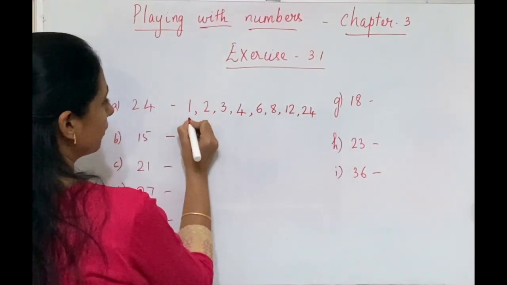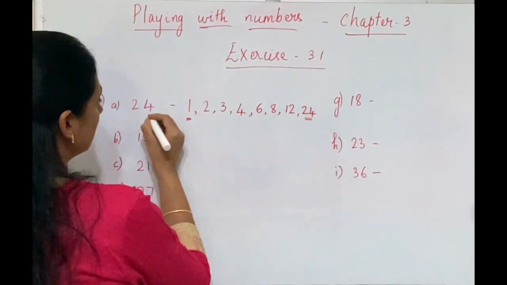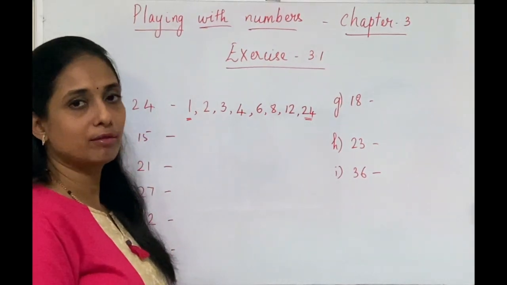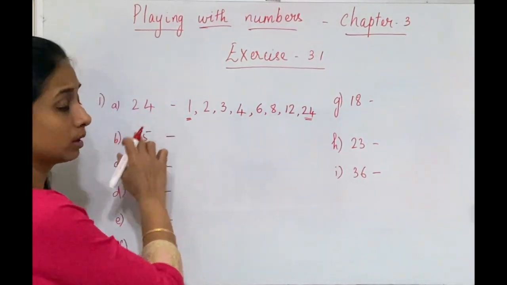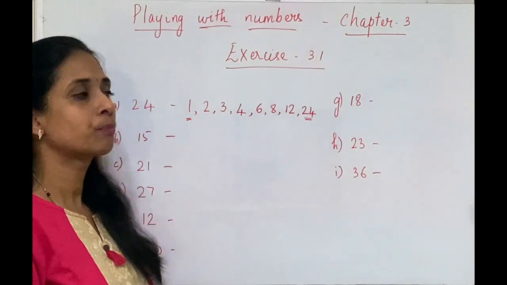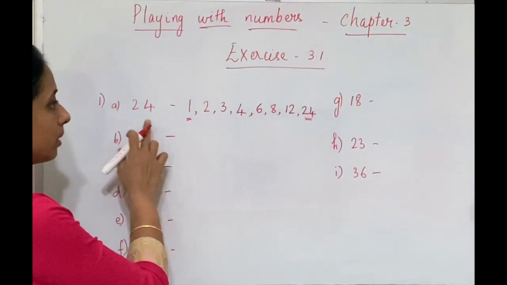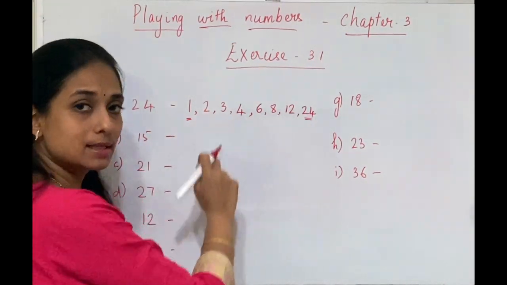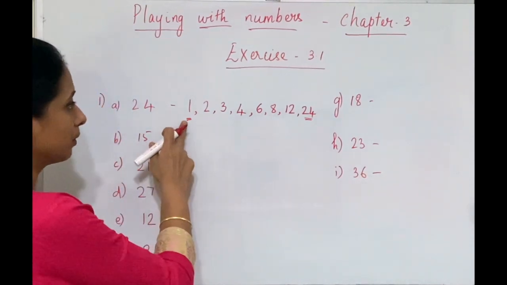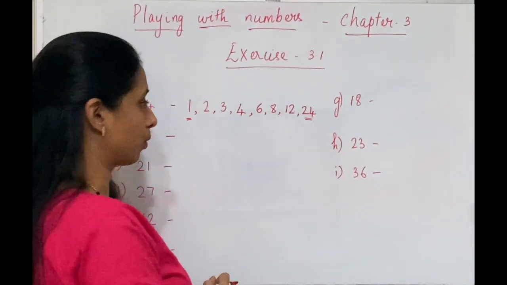So we have started with 1. We have ended with this number. We cannot write factors more than 24. This number will be the maximum, right? All the factors of 24 will be equal to or less than 24. So we have started with 1, ended with 24.